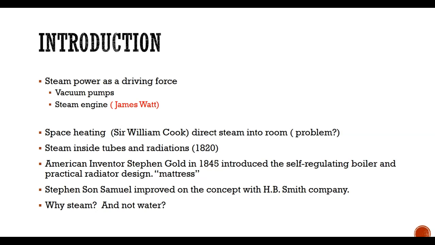So steam moves by itself from high pressure to low pressure, and at that time the pump had not been introduced into the market yet, or the practical pump. So it was really difficult to move hot water. Moving steam was very easy. Steam rises just like hot air. So all you need is a pipe and steam to go through it. So that's why we had steam and not water.